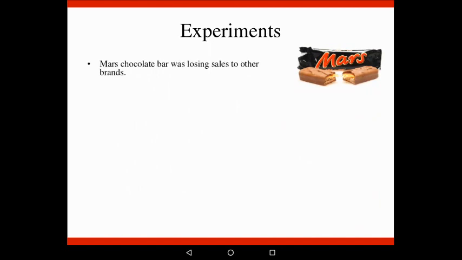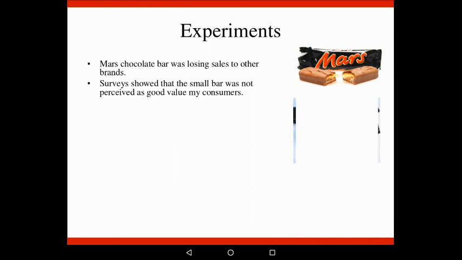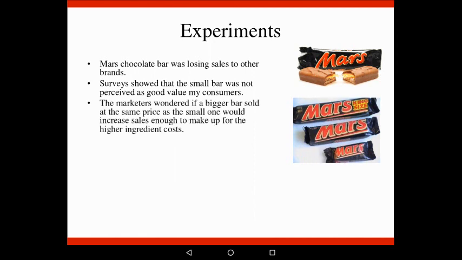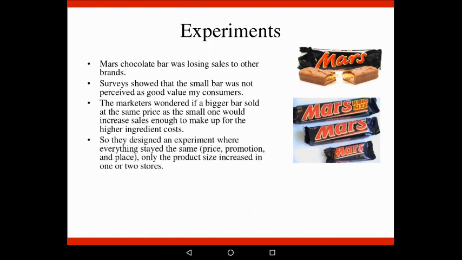And I'll give you an example of a Mars bar. A Mars chocolate bar was losing sales to other brands, and surveys showed that it's because it's so small, the consumers don't feel that it's very good value for money, this small little bar, for the money that they're charging. So what they did was they said, what if we make the bar bigger? If we make the bar bigger, will we sell enough? Same price. Okay, we leave the price the same, but we just make the bar bigger. Will we sell enough in order to make up for the extra ingredients that we're putting in?